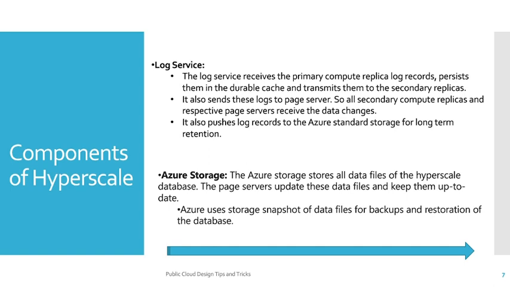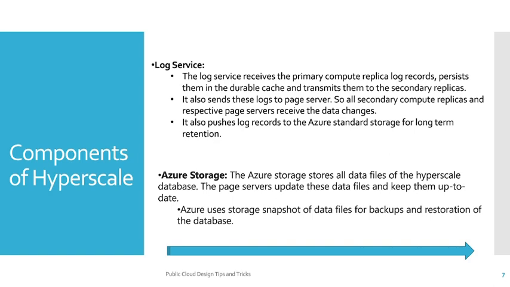Now the third component, log service. The log service receives the primary compute replica log records, passes them into the durable cache, and transmits them to the secondary replicas. Second, it also sends these logs to page servers. So all the secondary compute replicas and respective page servers receive the data changes. This is how the primary and secondary sync with each other. It also pushes log records to the Azure standard storage for long-term retention.